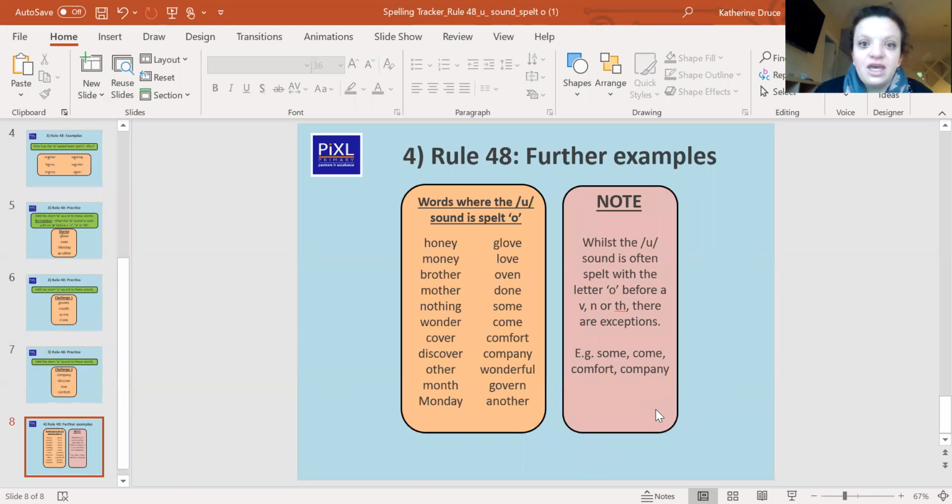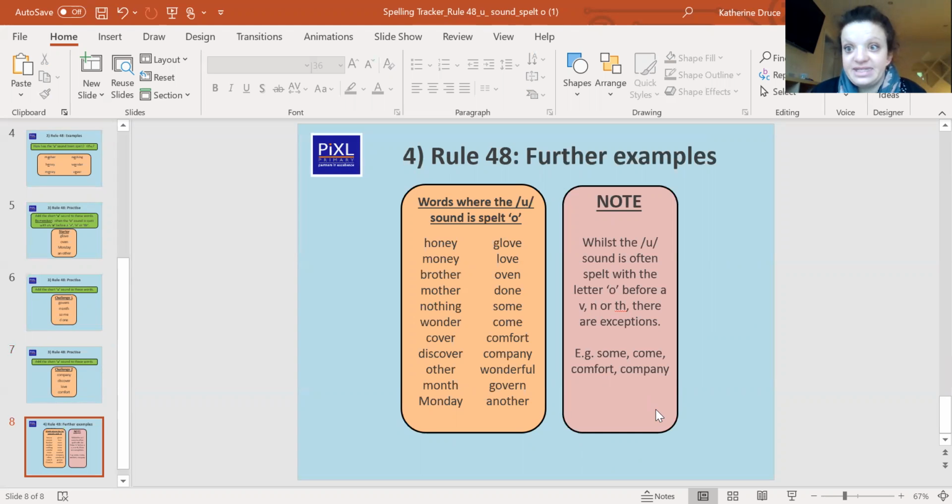Okay, well done. Now, here are some more examples. We've got honey, money, brother, mother, nothing, wonder, cover, discover, and all of these words. But whilst the sound is often spelt with the letter O before a V, an N, or a th sound, there are some exceptions. For example, some, come, company, and comfort, where before an M, they do make that sound as well. They do spell that sound with that letter.